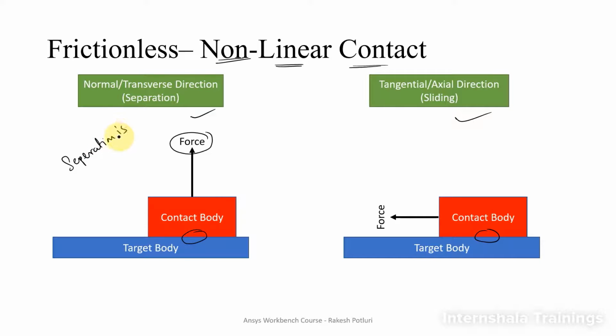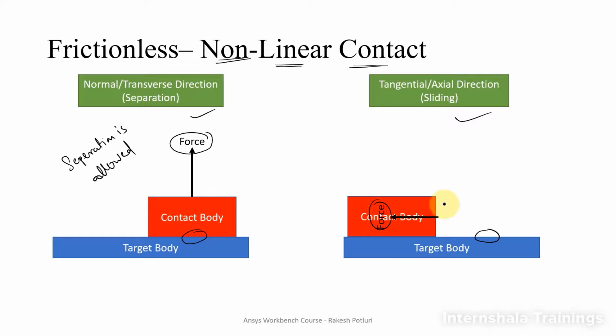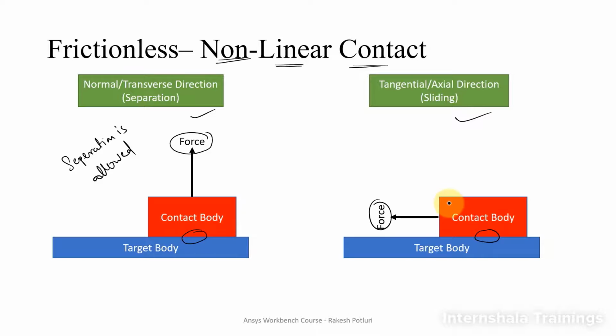Likewise, if I apply the frictionless contact and apply the force in the axial direction and try to move the body, as we apply the frictionless contact, this contact body slides over the target body. So that means sliding is also allowed. But here what is happening is the coefficient of friction is 0. Frictionless means the coefficient of friction is 0. That means there is a smooth interface between the contact body and the target body.